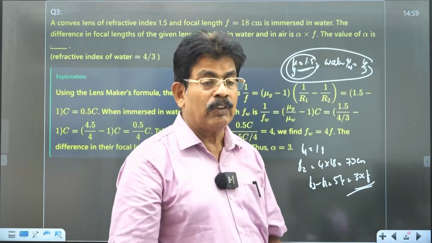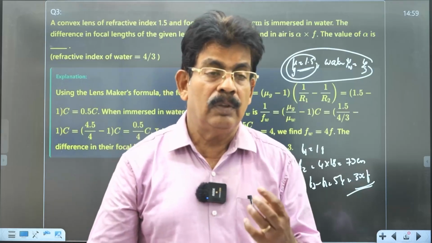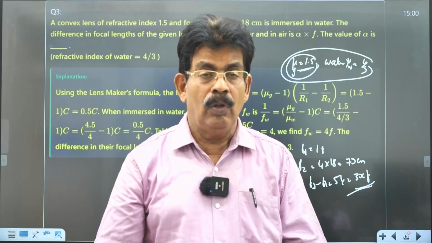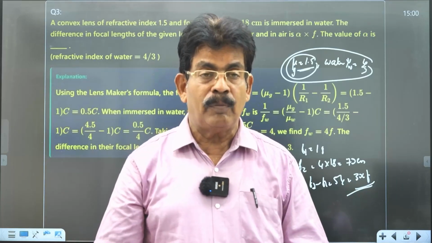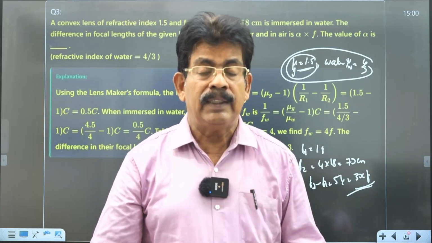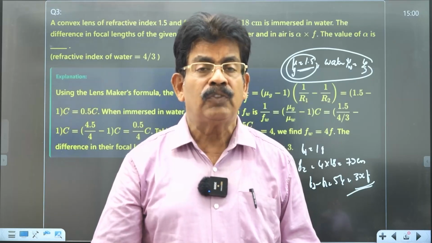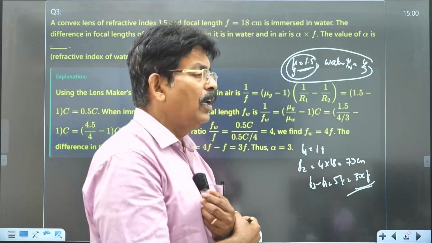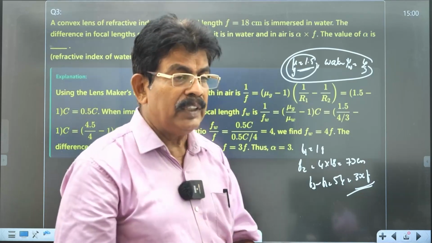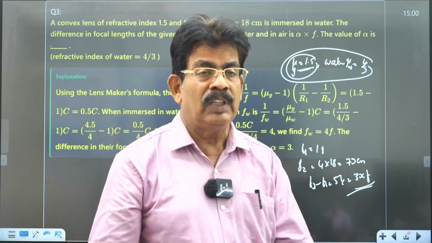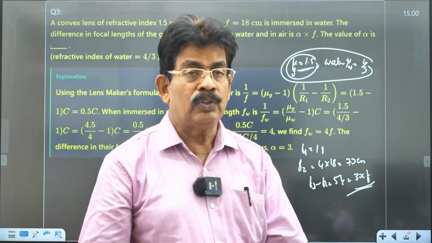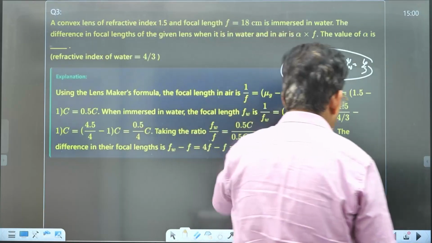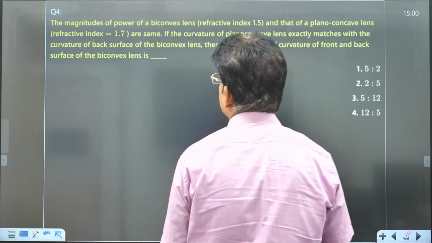So without any calculation we can find it. But we have to ensure that the lens material is of refractive index 3/2, immersed in water of refractive index 4/3. We can take it as granted that focal length will be increased 4 times. So that itself is sufficient. No need of calculating f1 and f2. Directly we can find that focal length becomes 4 times. Change is 3f, 3 times f. Okay. Answer alpha is 3. We go to the next question.